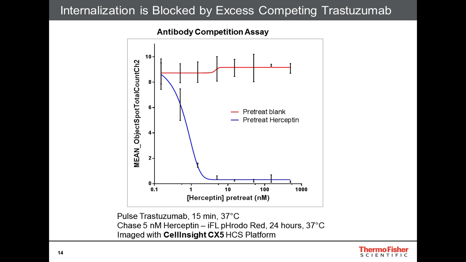Another way to show specificity is with a competition assay. And so in this experiment, we pre-treated our SKBR3 cells with an increasing dose of Herceptin as a pretreatment. So as we move from left to right, we increase the pre-treating dose of unlabeled Herceptin. And then we chase with 5 nanomolar Herceptin, which has been conjugated with IFL pHrodo Red, for 24 hours. And so what we're asking is, can we use the unlabeled antibody to compete off the labeled Herceptin and block its internalization? And as you see, the answer is yes, we can very effectively block the internalization of this antibody by saturating the receptor. And so this is valuable to show that any internalization we see here is specific to the biology and not from nonspecific endocytosis or other sources of background.